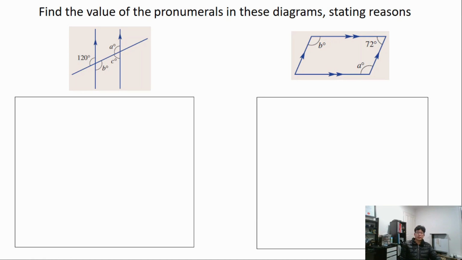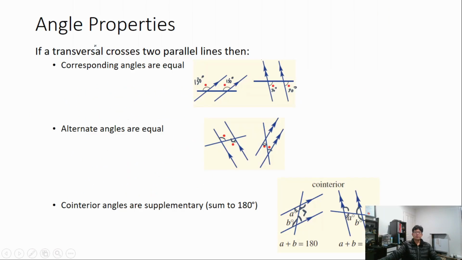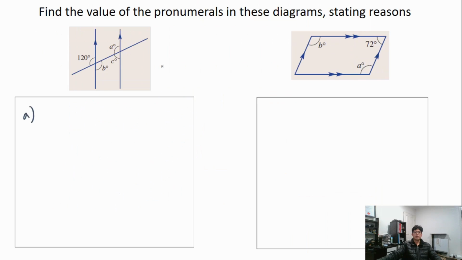Alright, now let's move on to a couple of harder problems. So for this one, it says find the value of the pronumerals in these diagrams stating reasons. So let's start off with angle A. And the first thing with that, we need to identify what that is. That is a corresponding angle. It is in the corresponding position there. And remember from the rules before, corresponding angles, if the transversal crosses through two parallel lines, they are equal. So that means angle A will also be 120 degrees. Right, now let's move on to angle B.